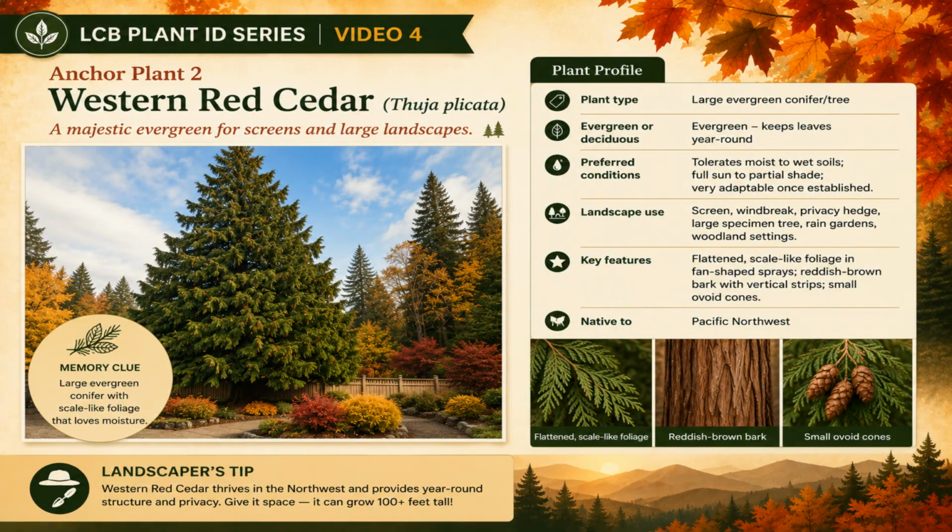Our next anchor plant is Western red cedar. Its scientific name is Thuja plicata. This is a large evergreen conifer native to the Pacific Northwest. Instead of sharp needles, Western red cedar has flattened sprays of scale-like foliage. It naturally grows in moist environments, although established trees can tolerate a range of conditions. In landscapes, it may be used as a screen, windbreak, or large specimen tree. Because it stays green throughout the year, it can provide year-round privacy.